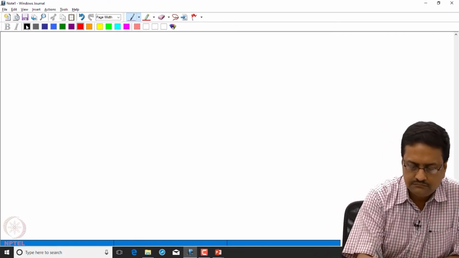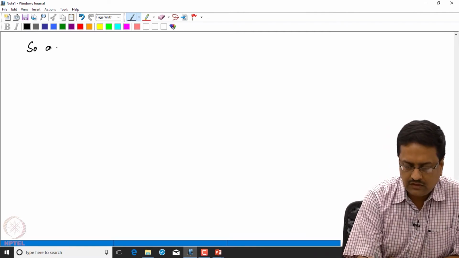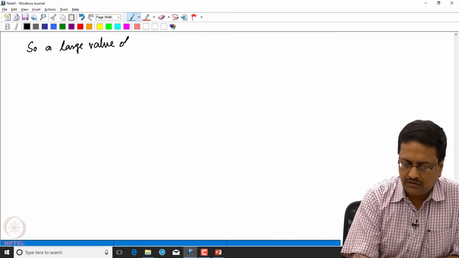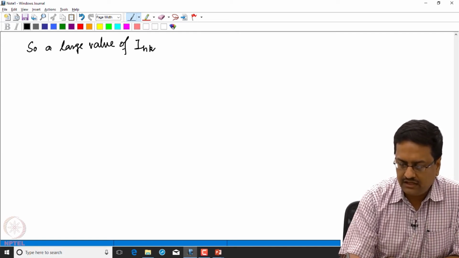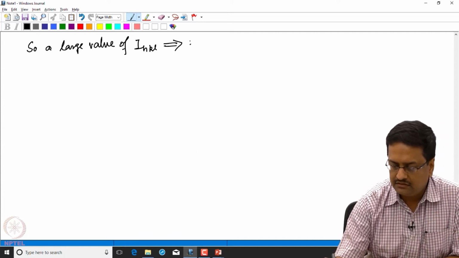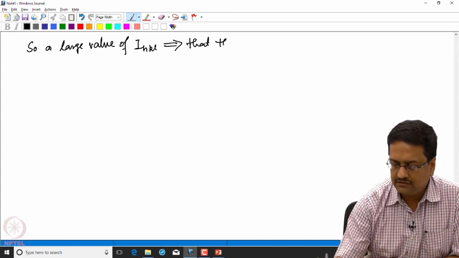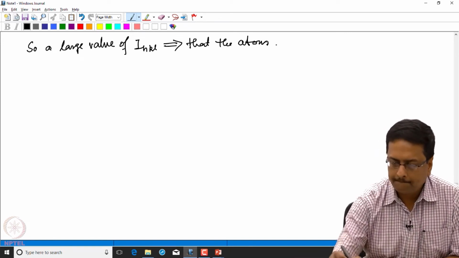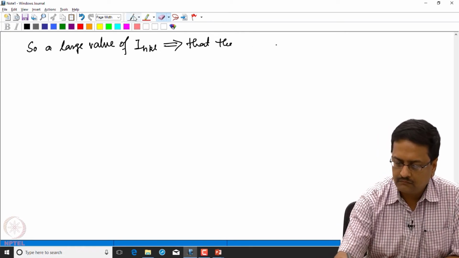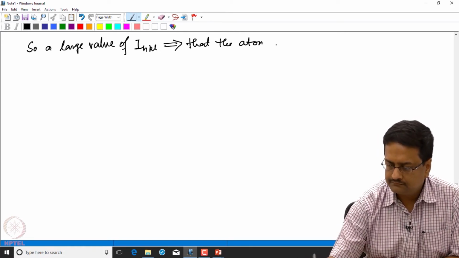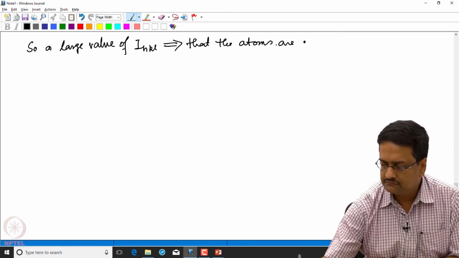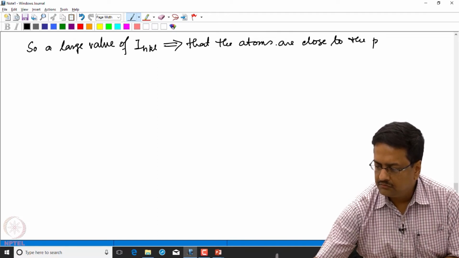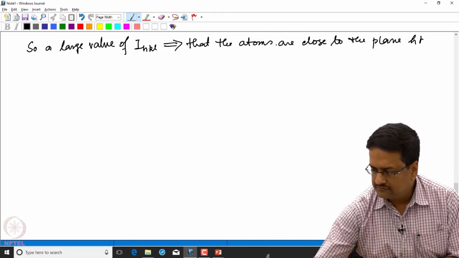So, a large value of I_hkl would mean that the atoms are close to the plane HKL.